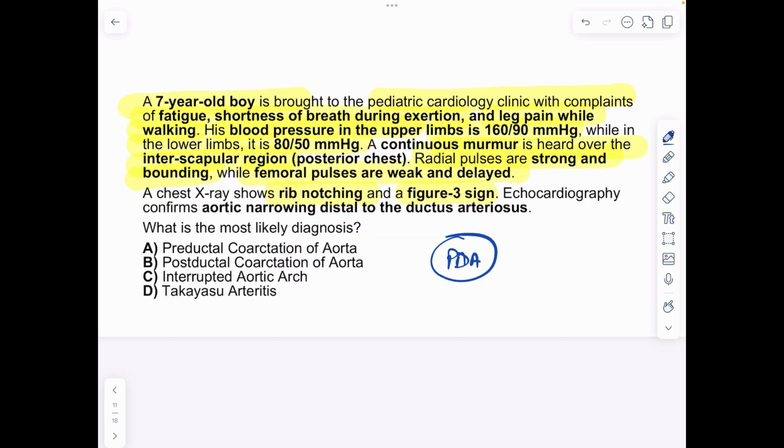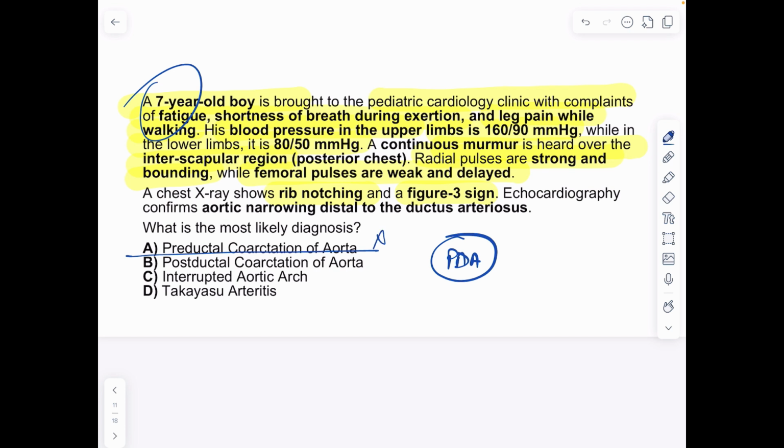Why not the other options? You see, preductal coarctation of aorta occurs in neonates, not in case of a 7-year-old child as it is mentioned over here, and it presents with severe cyanosis and heart failure, not the hypertension and rib notching. So it is ruled out.